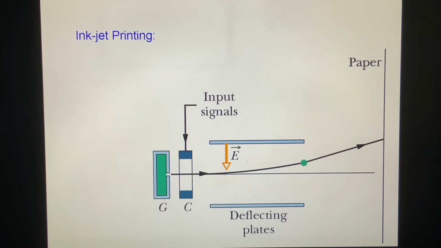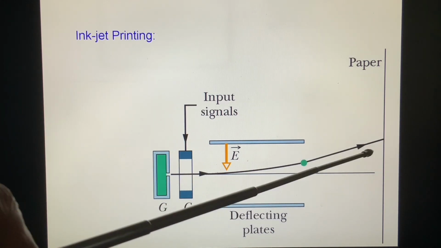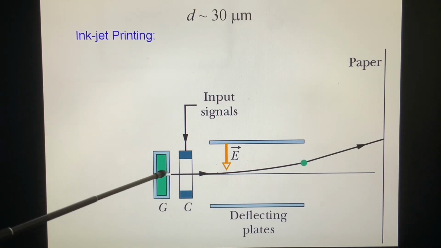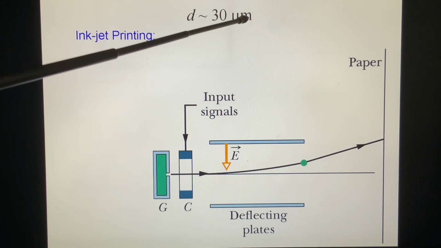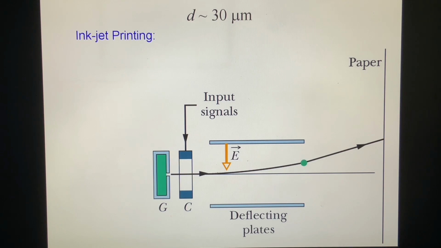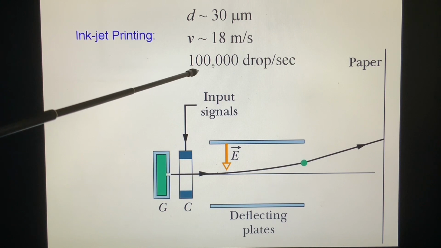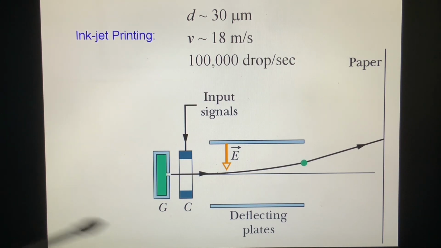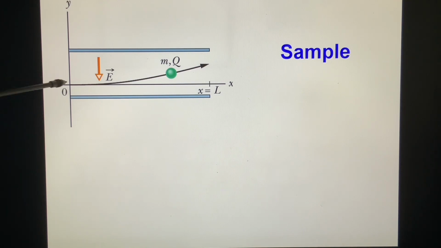Inkjet printing. Let's look at the inkjet printing. This is injecting the ink. This is an input signal based on the information you get, and it goes to the electric field, hits the paper and prints it out. This ink drop has a diameter of about 30 micrometers, about half the diameter of your hair. The velocity is 18 meters per second. In each second, 100,000 drops pass through. And then we see that after the ink gets into the electric field, it deviated.